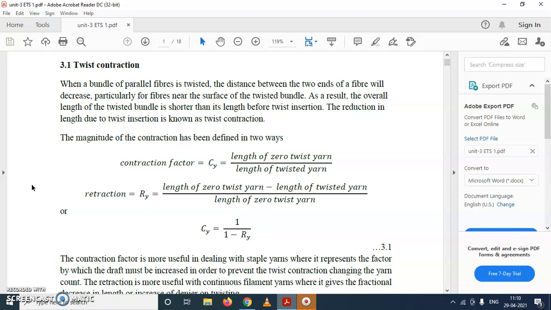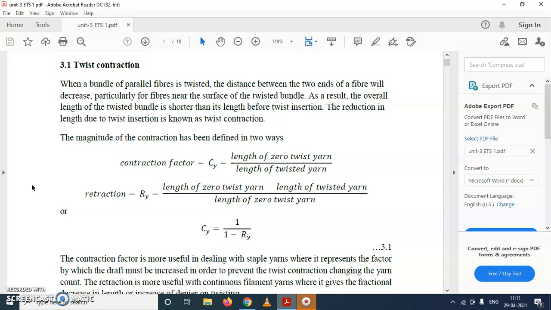So today we'll try to understand two more terms. One is contraction factor and one is retraction factor, which is related to the twist contraction. And then we'll derive the relation between contraction factor and surface helix angle alpha. Now we know that whenever we twist a yarn, its length reduces due to twist insertion.